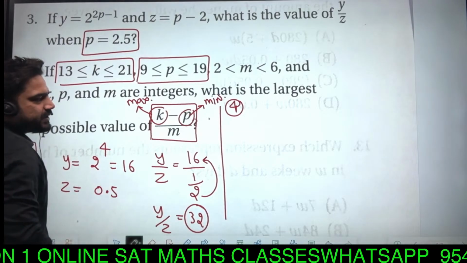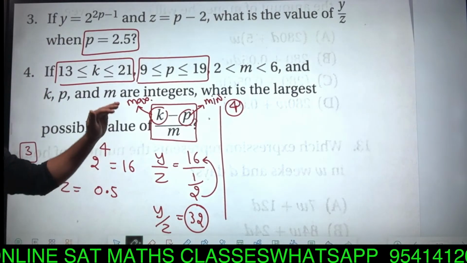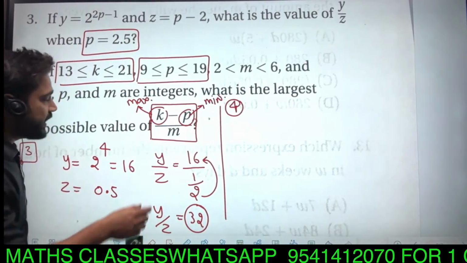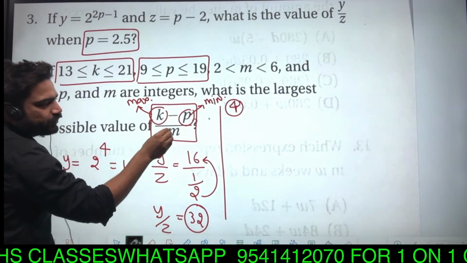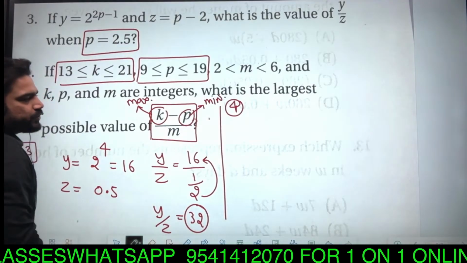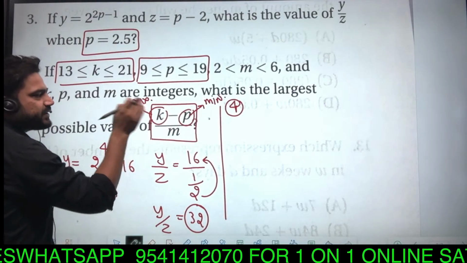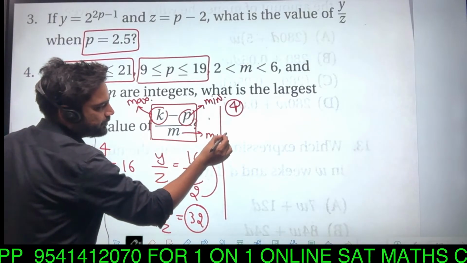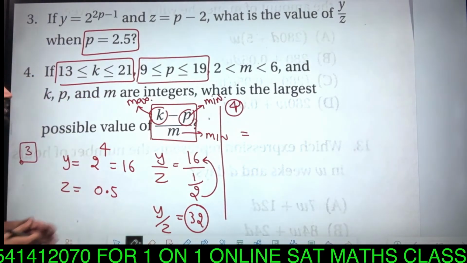Now, the same concept: we have to make the value largest. So for that, the numerator must be largest, the denominator will be lowest. So this numerator will be largest when this is maximum, this is minimum, and this value we again have to take minimum. Okay, so now tell me what are their values.